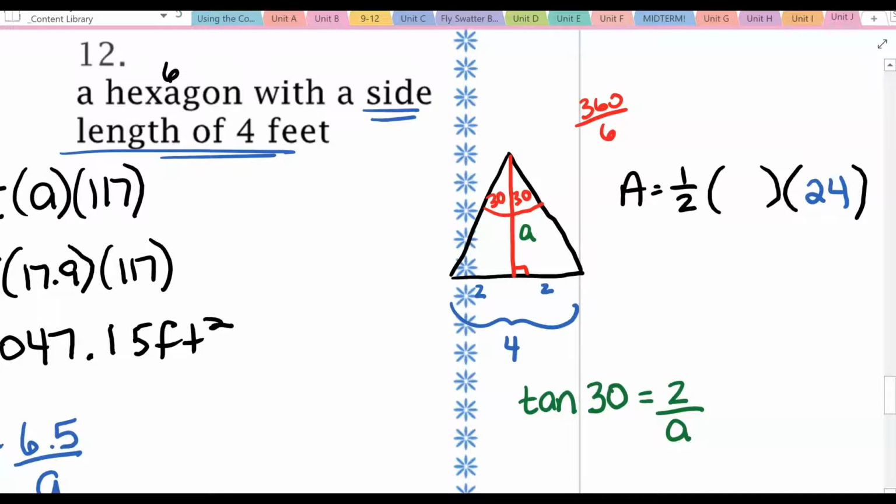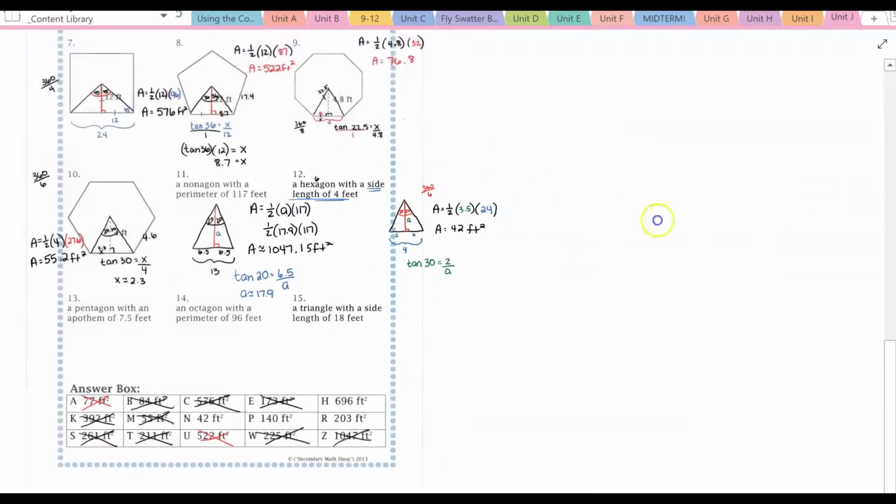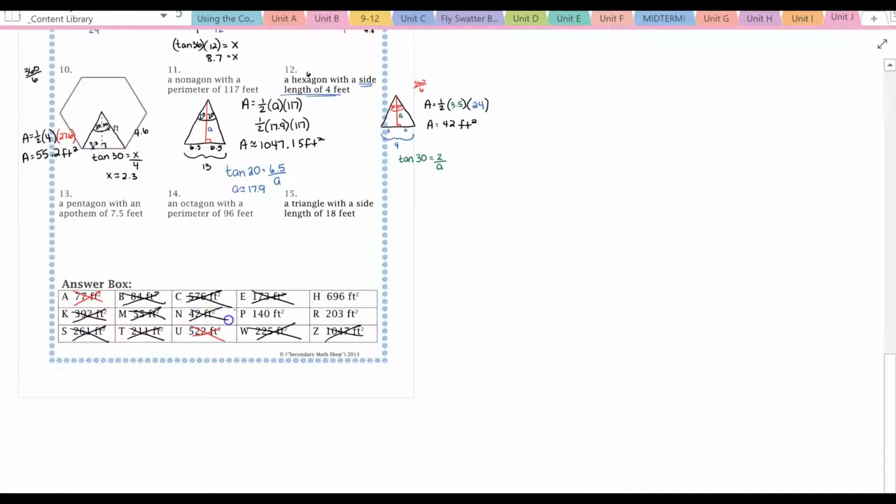Again, if you do the cross multiplication, you should end up with calculating 2 divided by tangent of 30, which gives us an apothem that is approximately 3.5. So I do my 3.5 times 1/2 times my perimeter of 24, and I have an area of 42 feet squared. That's letter N.